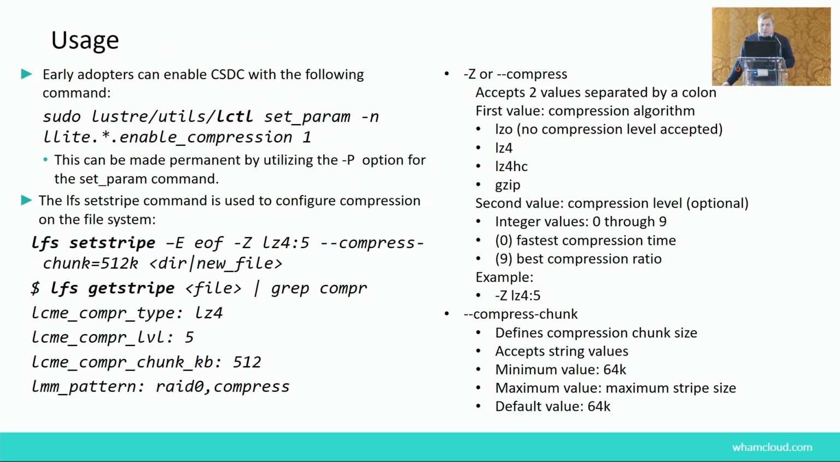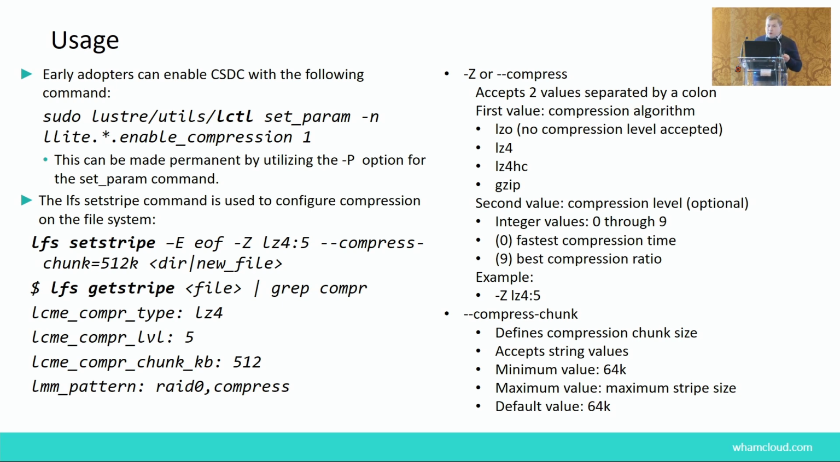So the usage is quite easy. We need to create a component and set the compression type. So we use lfs setstripe and the -Z or --compress parameter that takes the algorithm name and level. So we can choose the level, between high CPU load and high compression rate. Also, we can get compression parameters using getstripe.